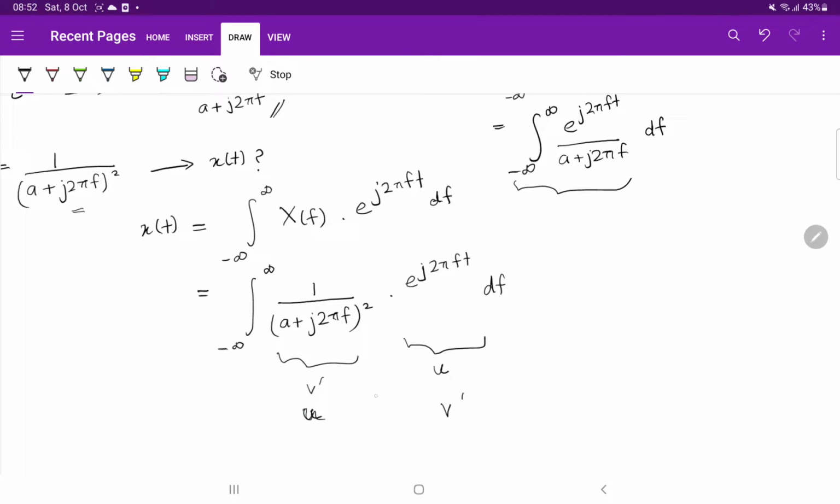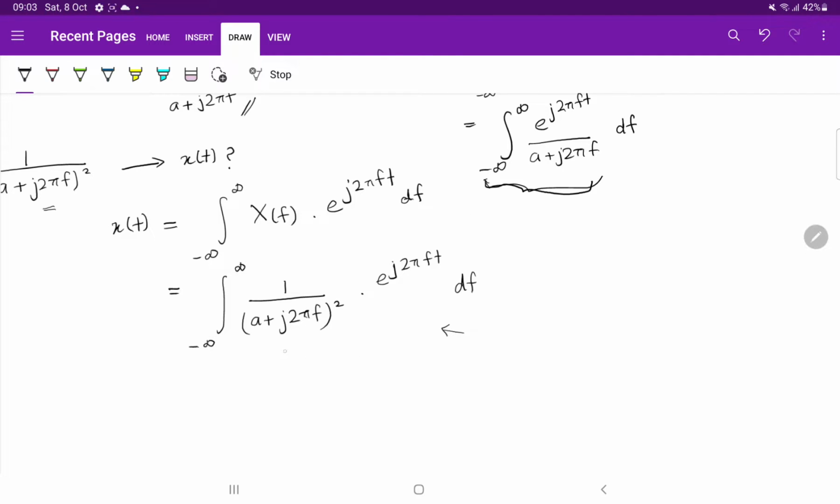Please pause the video and try to figure out in which way is going to give us this form easily. We are going to take this portion as u. If you take it as u, then u into v, there is no problem on that. In the next part, when you are considering the integration by parts method, you need to get the integration of v into u dash.